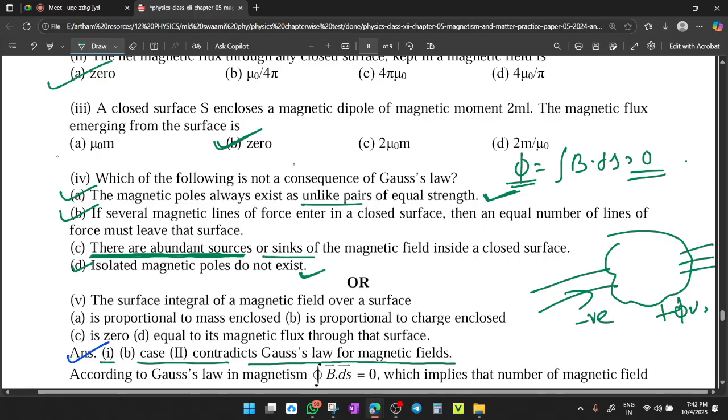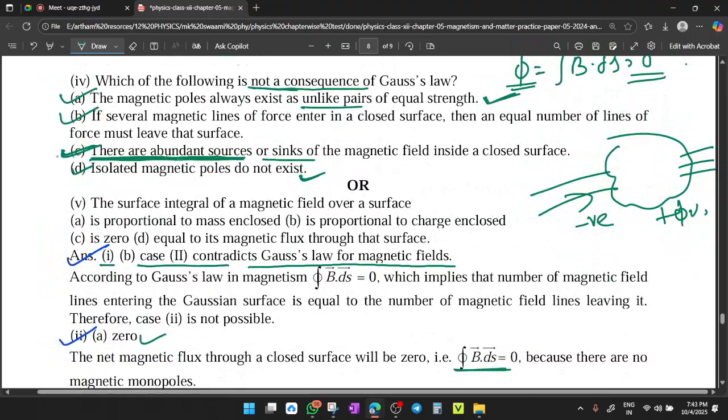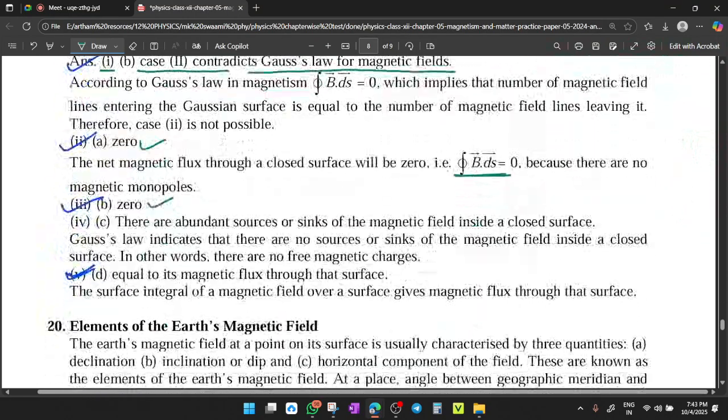Yes, this is correct. So which one is incorrect? Not a consequence means incorrect for Gauss law. So option C is not indicating the correct situation. So the answer should be C. Let us see. Yeah, exactly. There are abundant sources or sinks of magnetic field inside a closed surface. Gauss's law indicates that there are no sources or sinks of the magnetic field inside a closed surface. In other words, there are no free magnetic charges.